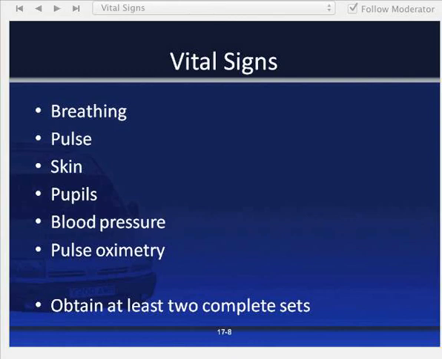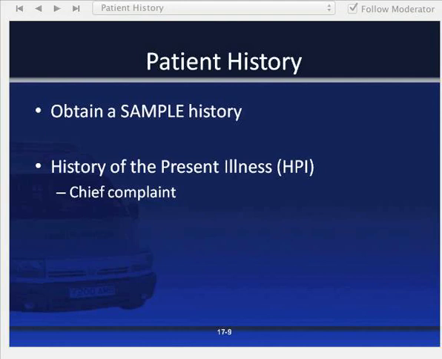Vital signs are an assessment of breathing, pulse, skin, pupils, and blood pressure. Measuring vital signs is an important part of the patient assessment. Vital signs are measured to detect changes in normal body function, recognize life-threatening situations, and determine a patient's response to treatment.